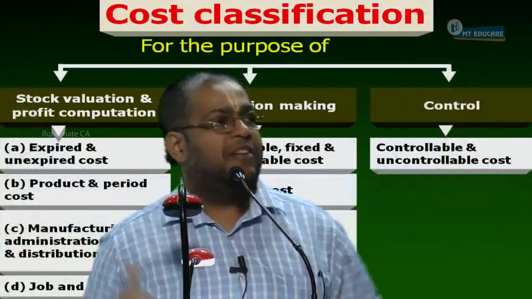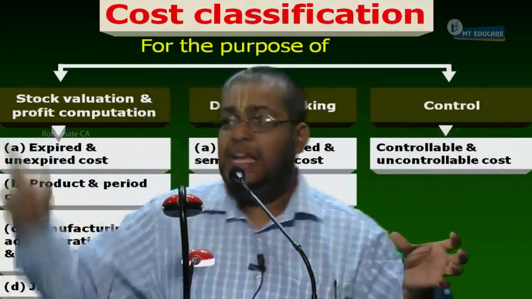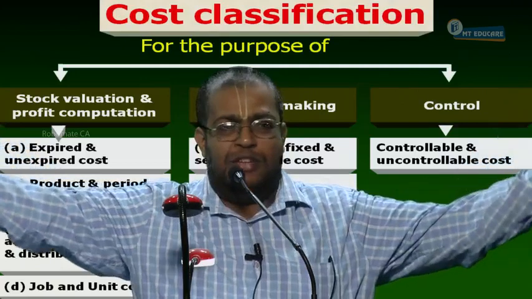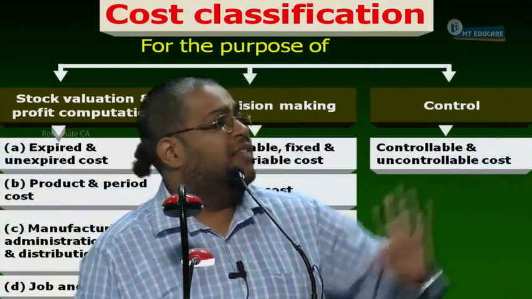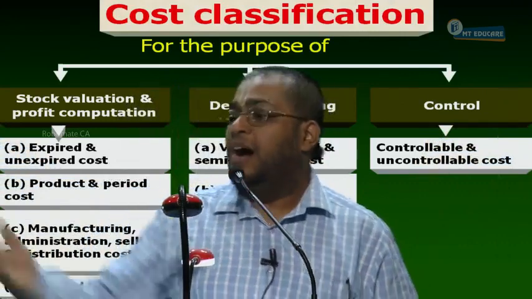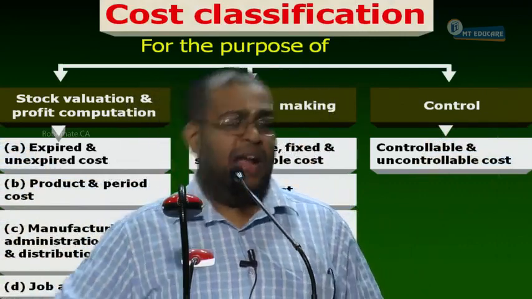So there are two pillar concepts of this subject. What are the two pillar concepts? Product cost, period cost. And second is what? Variable, fixed and semi-variable. Whatever is discussed in future chapters, I come back only to one of these two concepts for discussion. Everybody understood or not?